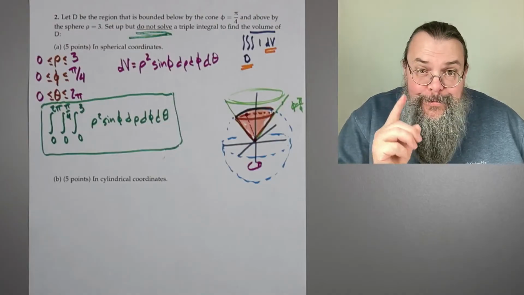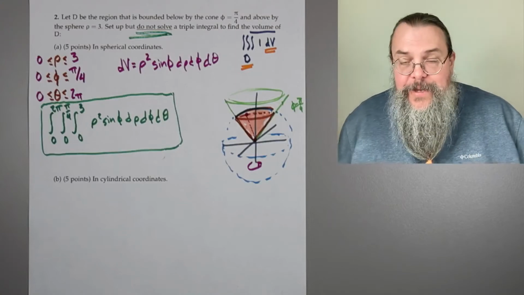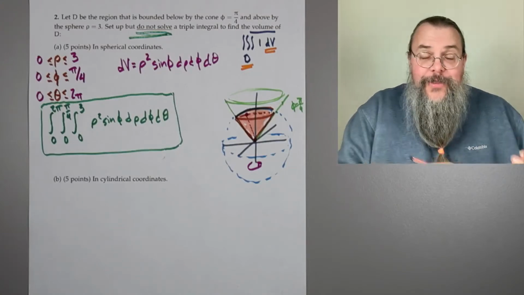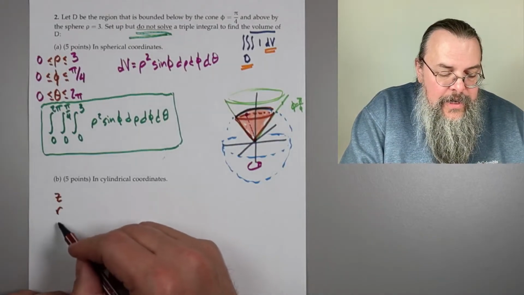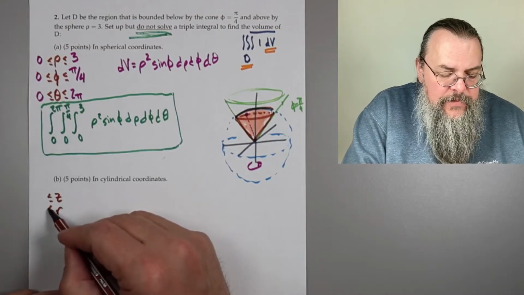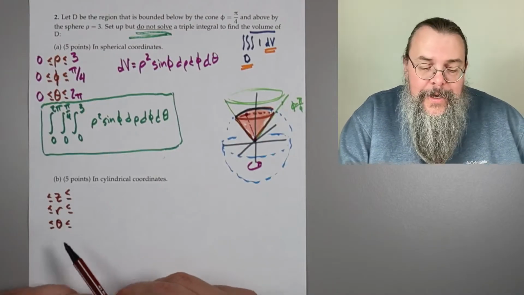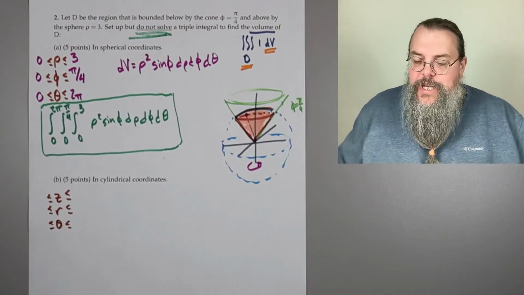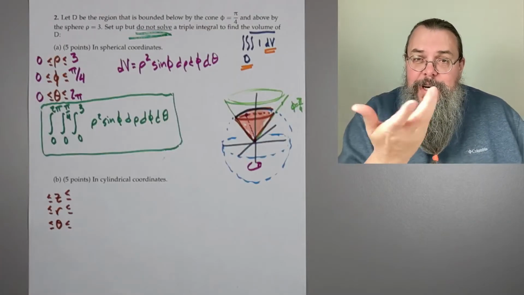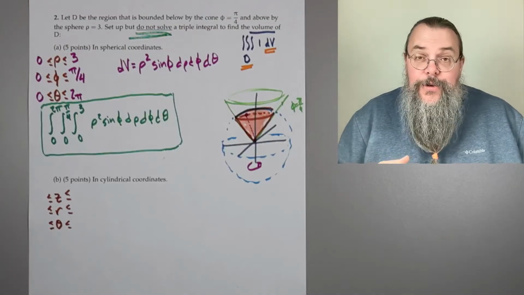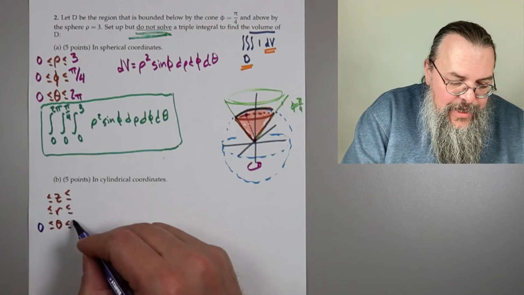Okay. Part B. Cylindrical coordinates. Cylindrical coordinates are a little bit different. Now it's not rho, phi, and theta. What do we have? It's z, r, and theta. So we have to talk about what's going on with these pieces here. Quick thing is we get theta for free because theta actually represents the same thing. What's going on if you were to spin around the z-axis? Do we still have symmetry? Yes, we do. So we still have our bounds 0 up to 2 pi.